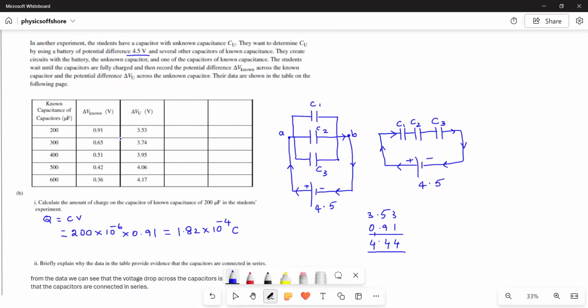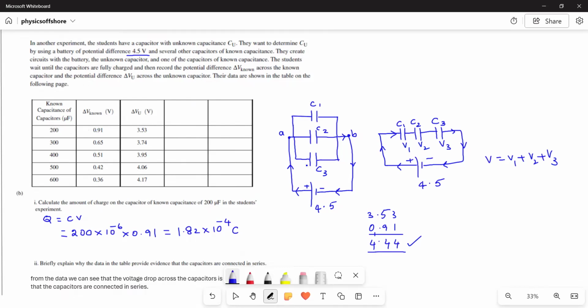Now, if they are in series, the voltage V must be V1 plus V2 plus V3. Am I right? Here this is V1, this is V2, and this is V3. If they are in parallel, the voltage drop across all the capacitors will be the same. See here, if we add these two, we are getting almost 4.5. 4.44 means 4.5. Am I right? That means they are connected in series because the voltage is different.